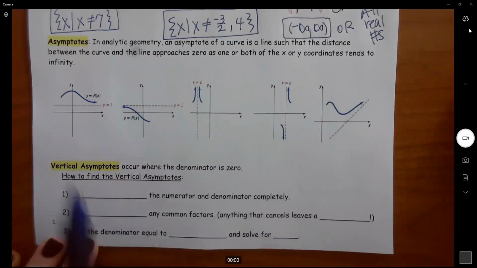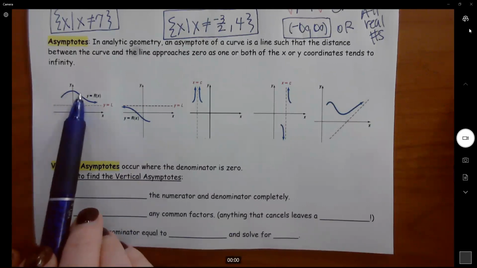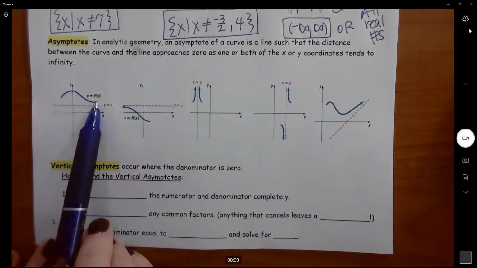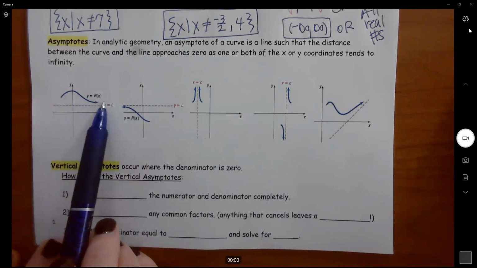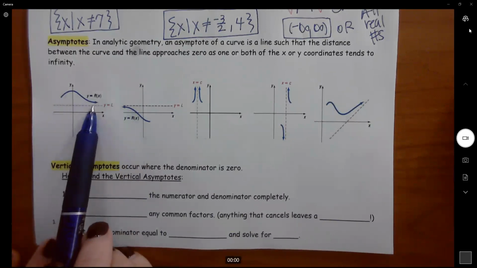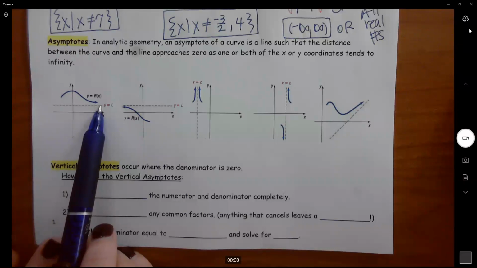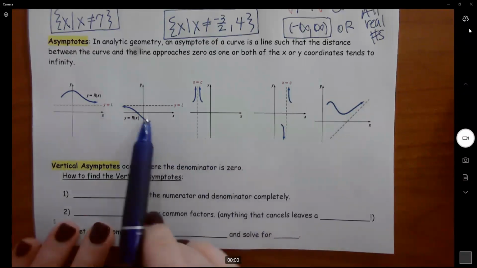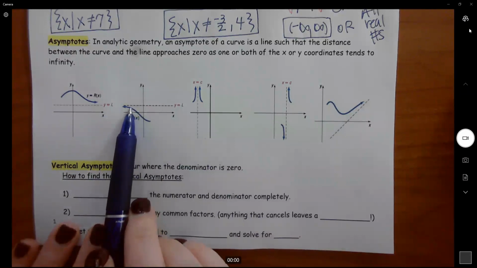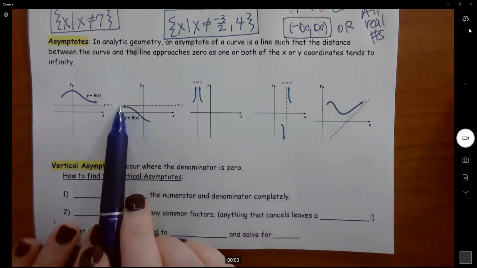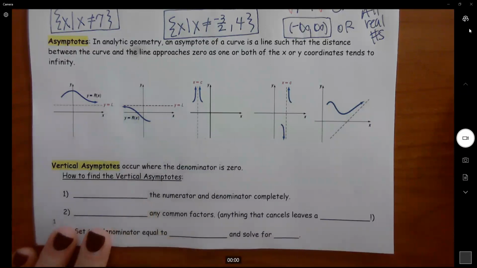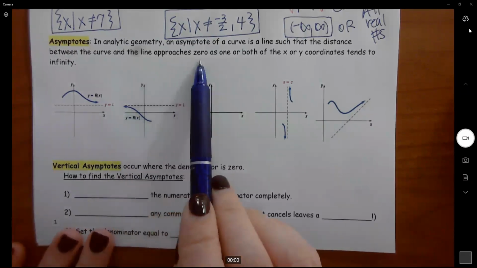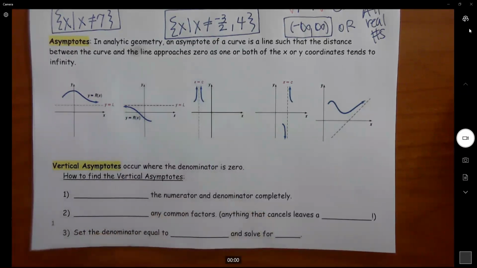But essentially what this means is whatever your curve is, as it goes to infinity in one direction, in this case along your x to positive infinity, it's going to get closer and closer to this line, but it will never, ever touch it. Again, as x goes to negative infinity, it's going to get closer and closer to that line. It's going to approach zero, but again, never touch it.